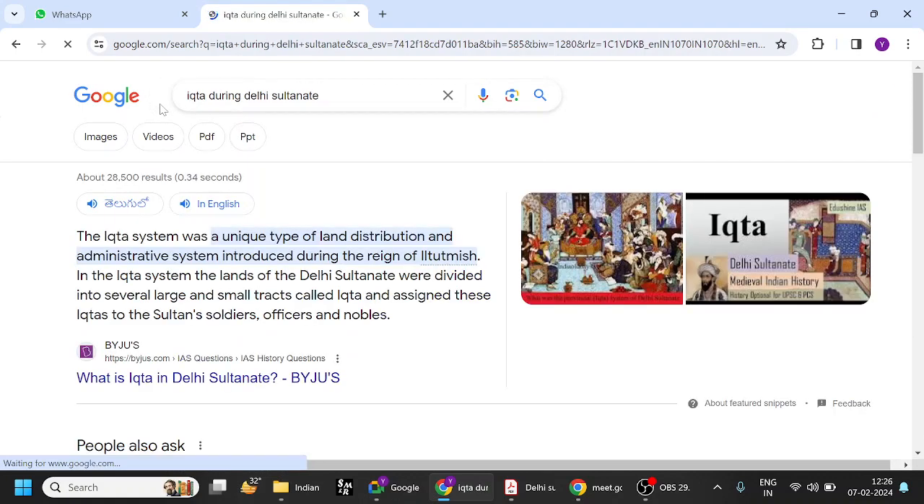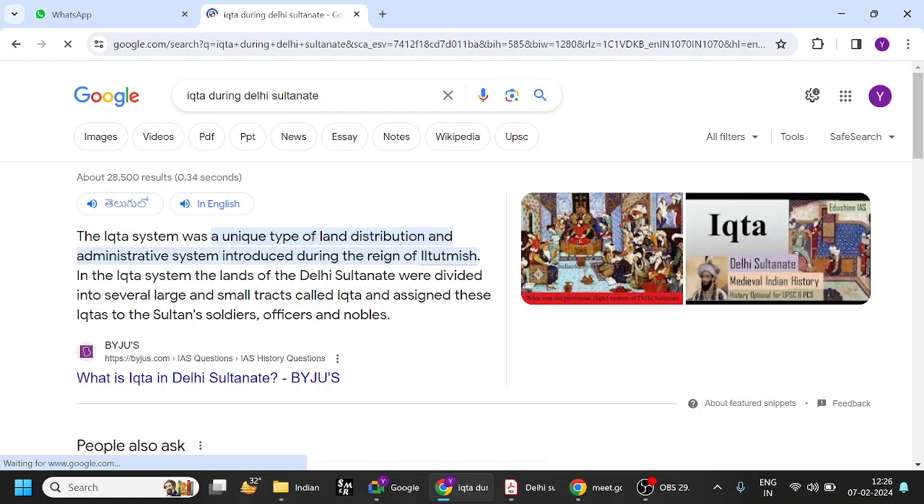Ikta. The Ikta system was a unique type of land distribution and administrative system. It is not exactly a type of land. It is a land distribution system introduced during the reign of Iltutmish. We have already seen that lands were divided into several large and small tracts called Ikta and assigned to the Sultan's soldiers, officers, and nobles.